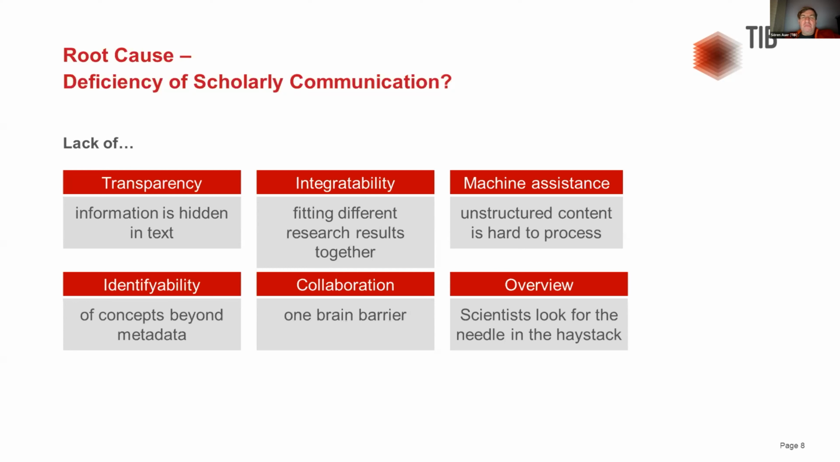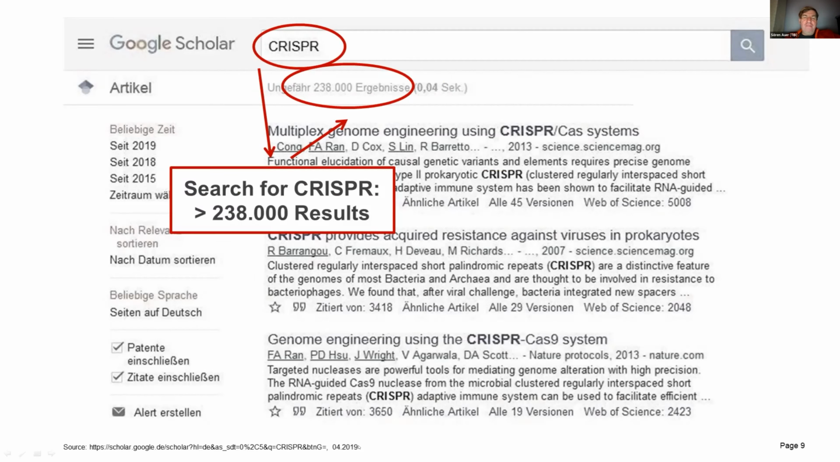Collaboration, we have this one brain barrier. We cannot easily collaborate in larger groups. And often scientists look for the needle in the haystack. And I want to illustrate that here with a screenshot, which is actually already more than 2 years, 2.5 years old. And the number of search results in these 2.5 years quadrupled.